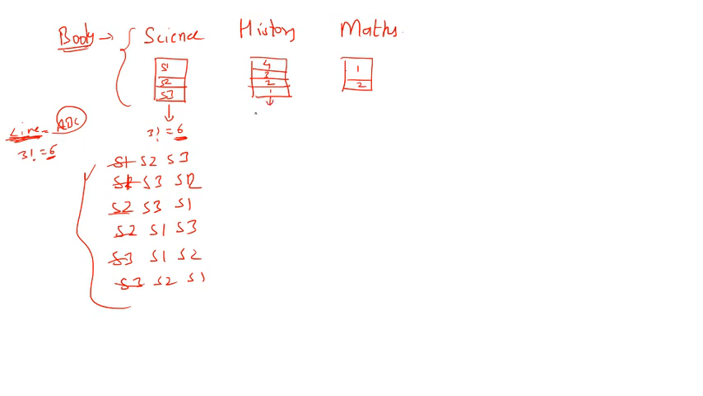Now if I ask you that only the history books have to be arranged, not comparing all three, only the history books, what will be the answer? 4 factorial will be the answer. That means 4.